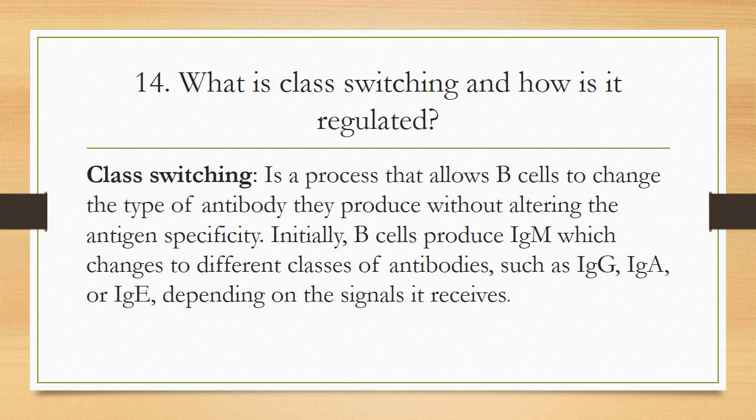The next question was asking what is class switching and how is it regulated. Actually, class switching is a process that allows B cells to change the type of antibody they produce without altering the antigen specificity. Initially, B cells produce IgM, which changes to different classes of antibodies such as IgG, IgA, or IgE, depending on the signals it receives. Simply, class switching is a change of IgM to other classes of antibodies.